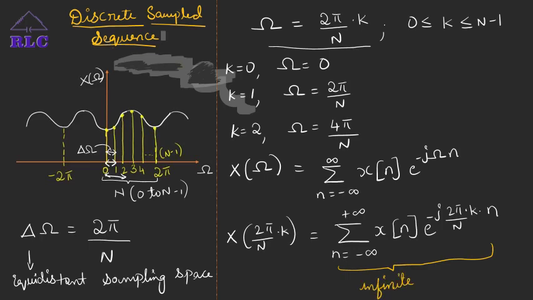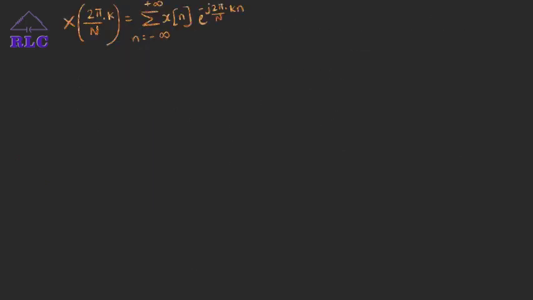Now the right hand side consists of an infinite number of summations, n ranging from negative infinity to positive infinity. So we need to expand this. Say this is equation 1.